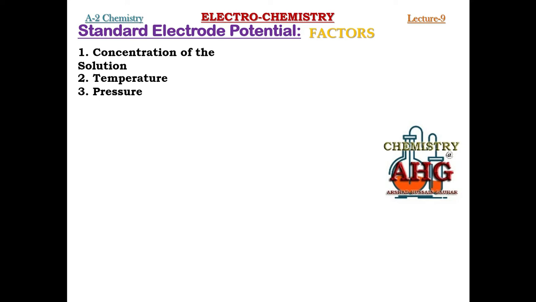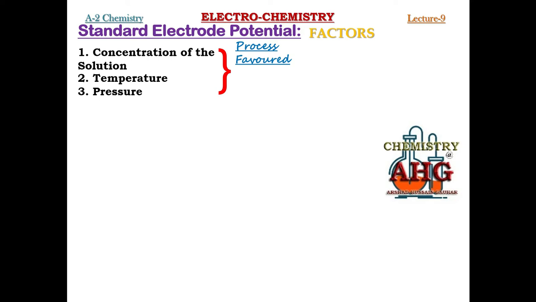So what you must remember, whenever for any half cell you are asked to predict the effect of change of concentration of the solution, temperature or pressure, the most important thing is you must look at which process is favored by changing any one of these three conditions. So this is the most important information that you must think over.